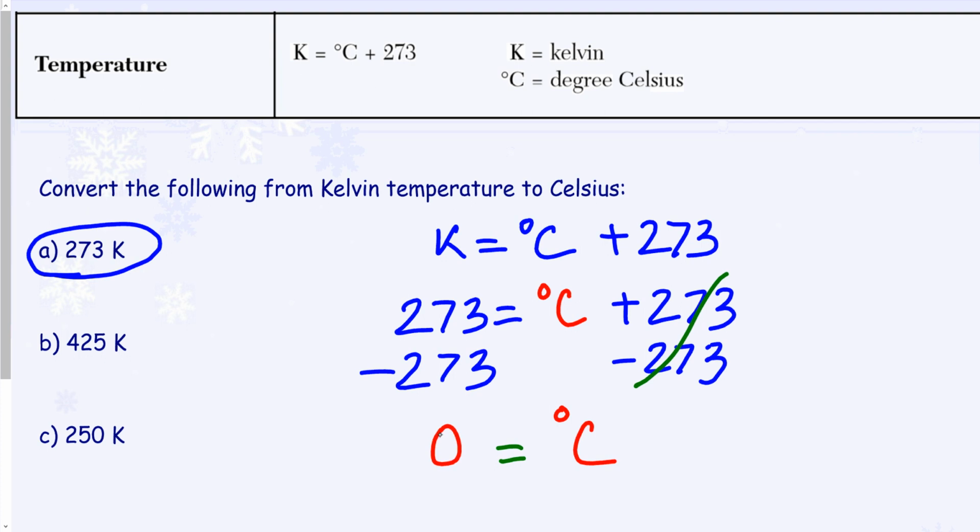So what did I learn from this question? I learned that 273 Kelvin is equivalent to 0 degree Celsius. All right, let's try another one.